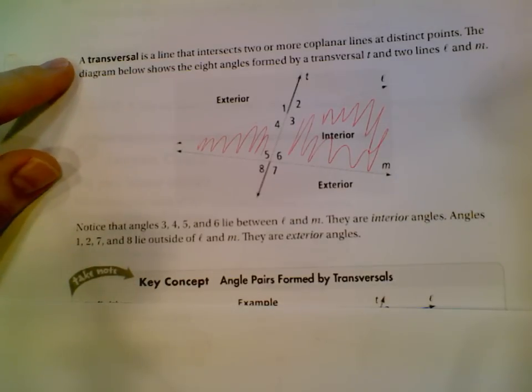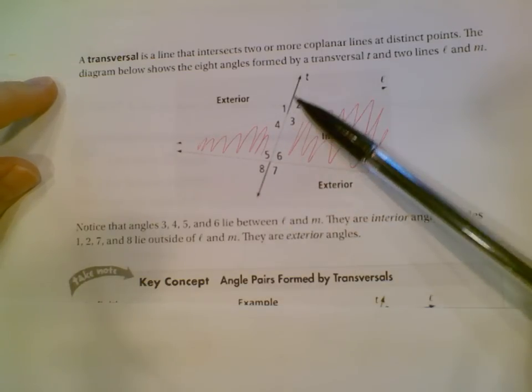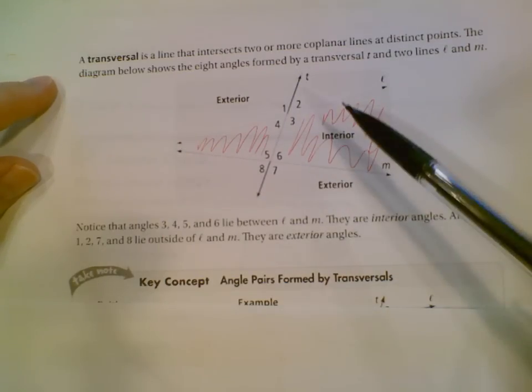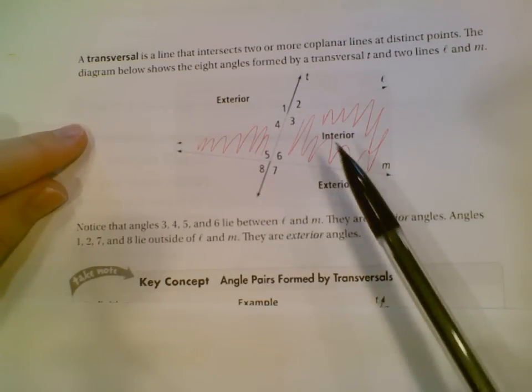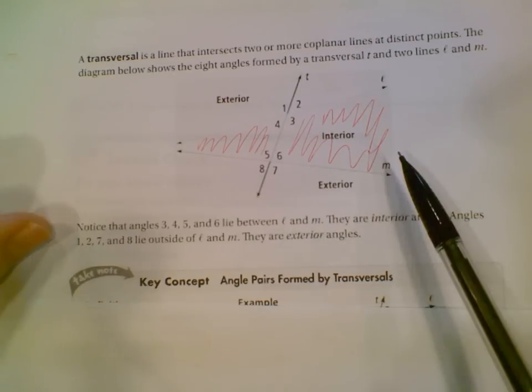The next part is that we have to find more definitions for what angles we have within lines. The first thing is a transversal. A transversal is a line that intersects two or more coplanar lines. The T that you see here representing this line is my transversal because it's cutting through these two lines. The diagram here shows that you have 8 angles that are formed from the transversal and those two lines.